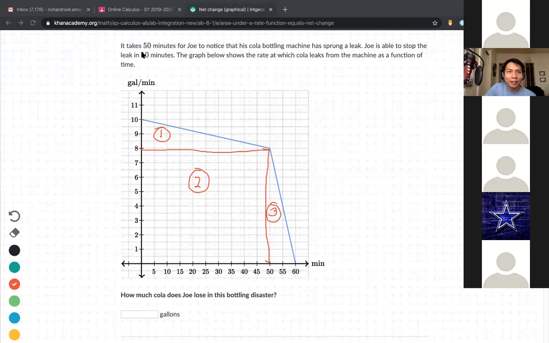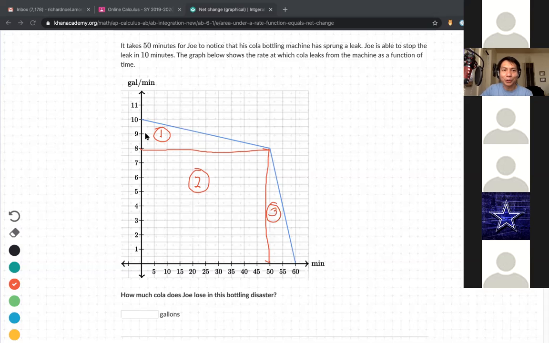It says here it takes 50 minutes for Joe to notice that his cola bottling machine has sprung a leak. So Joe is able to stop the leak in 10 minutes. The graph below shows the rate at which cola leaks from the machine as a function of time. So again, it's a function of time with its rate. So according to this, how much cola does Joe lose in this bottling disaster?